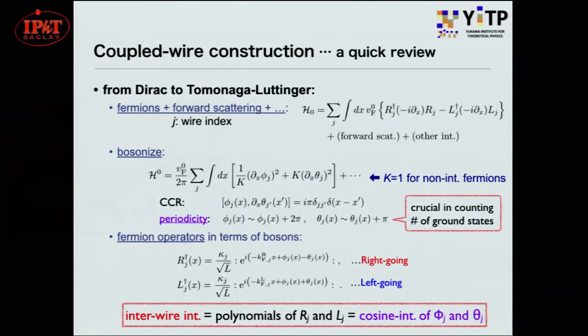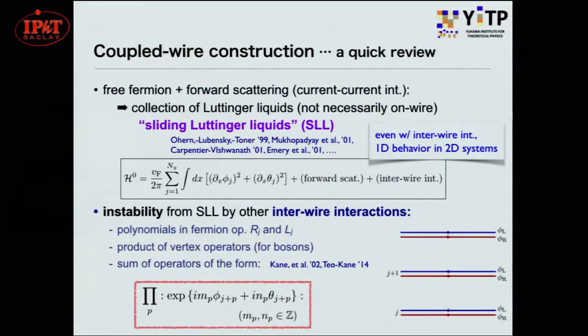So these two variables obey the standard canonical commutation relation. And also, they are periodic variables. So phi has a period 2 pi, and theta has a period pi. And actually, this periodicity is very important in getting the correct number of degenerate ground states in the coupled wire construction. Okay, so then by using these bosonic variables, we get this expression for the right moving fermion and the left moving fermion. So now the next problem is to write the interwire interaction in terms of these bosonic variables.